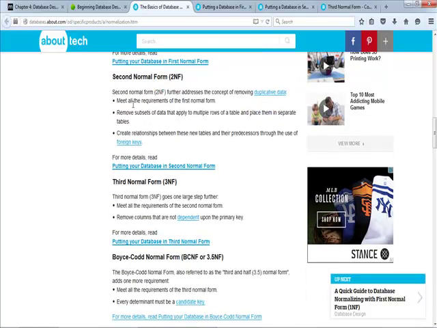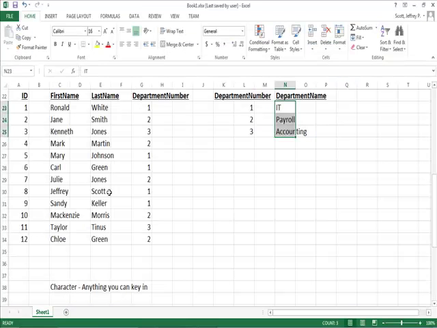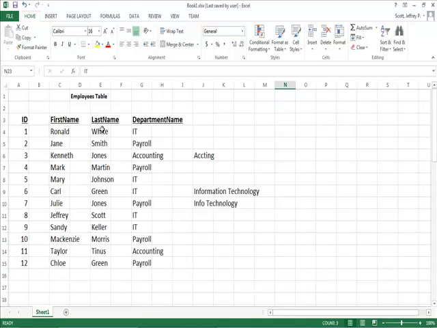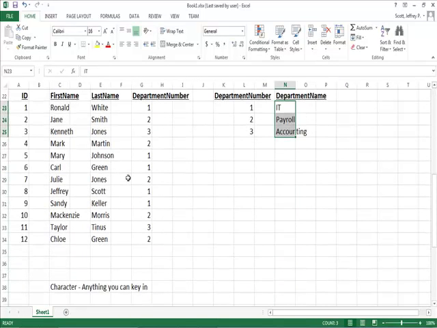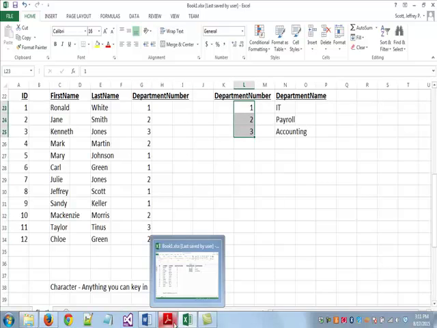Second normal form assumes that you're already in first normal form, and you remove subsets of data that apply to multiple rows of a table and you place them in separate tables. And you create relationships between these new tables and their predecessors through the use of foreign keys. Again, you could even make a case and say that when we went from here to here, we're putting it into 2NF, because now we have that field in here, so we're able to relate that table with this table. Alright?